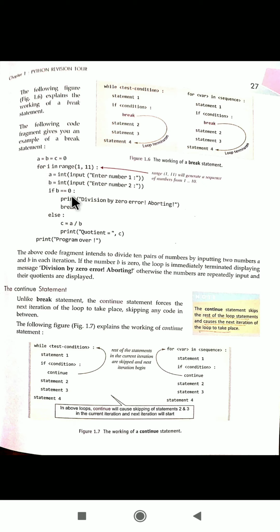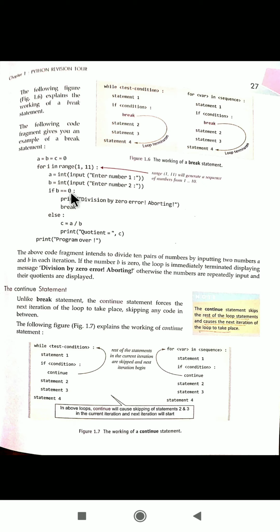If b is equal to 0, we are comparing the value the user has entered for b with 0, because we want to calculate the value of c by the division of a by b. If you supply b as 0, then c will be undefined, so we just want to avoid this. We are checking if by mistake the user has entered 0.